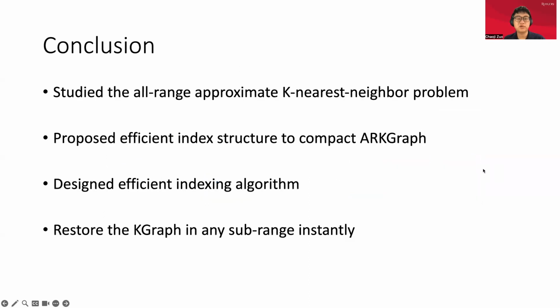So here comes our conclusion. In this work, we studied the range approximate k-nearest neighbor problem, and we proposed an efficient index structure to compact the arc graph. And we designed efficient indexing algorithms to build the index. With our index, we can restore the k-graph in any subrange instantly.